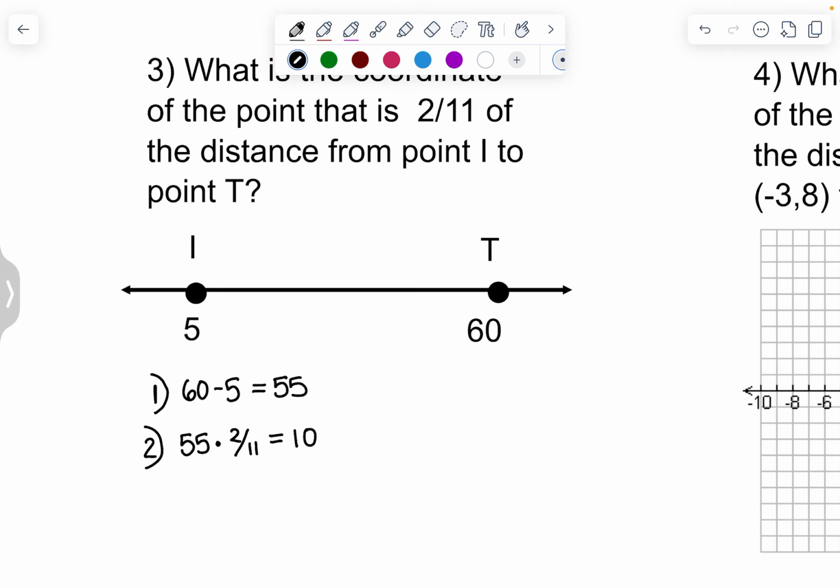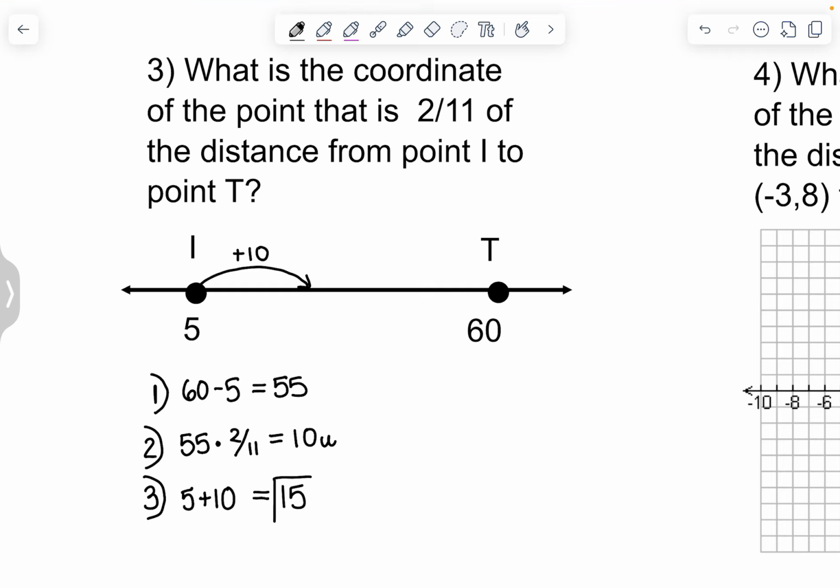And now we're going to take our number and we're going to count or add or subtract. So we don't want to go from 5, all 55 units, over to 60. We just want to go 2/11ths of the way. So we're going to go from 5 and we're going to go over 10 units. And where will we land? 5 plus 10, we will land at 15. And so our answer, the coordinate of the 2/11ths point, is 15.